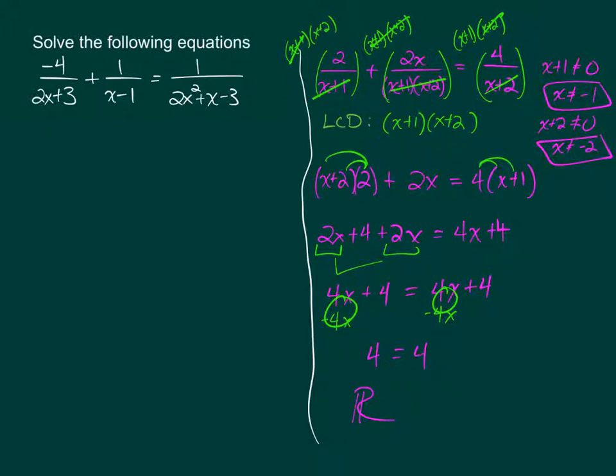But we have these restricted values here. So we have an answer that is all real numbers except -1 and -2. Even though we got a true statement, the original equation tells us x cannot equal -1 or -2. So this can be all real numbers except x cannot equal -1 and -2.